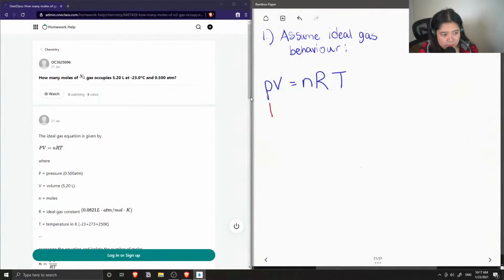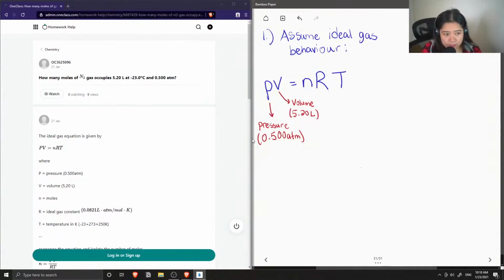So the P stands for pressure. And in our case, the pressure was given in the question, so it was 0.5 atm. The volume is V. And they gave it to us, it was 5.20 liters. And we're trying to find the number of moles, so we're going to leave that.